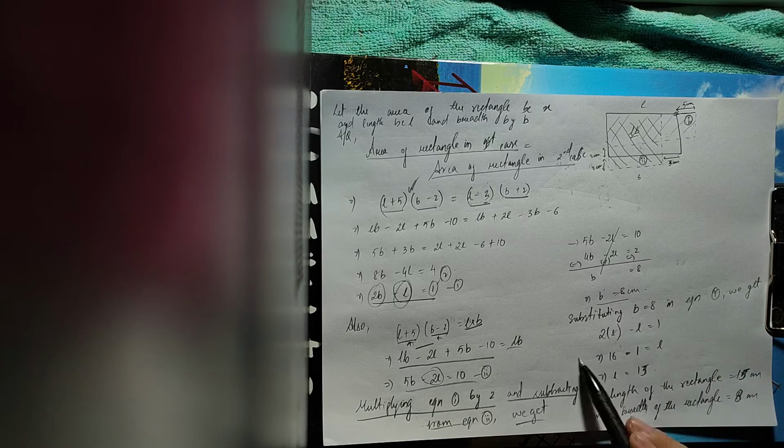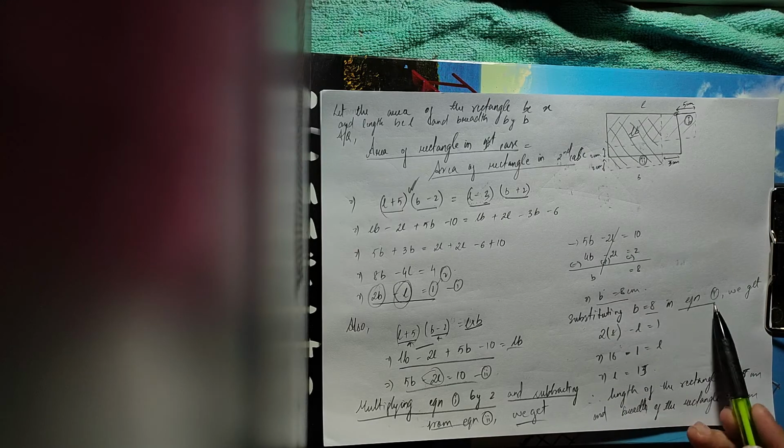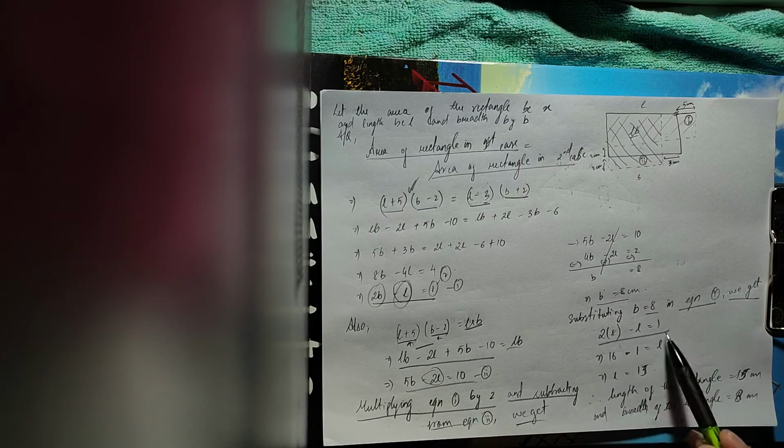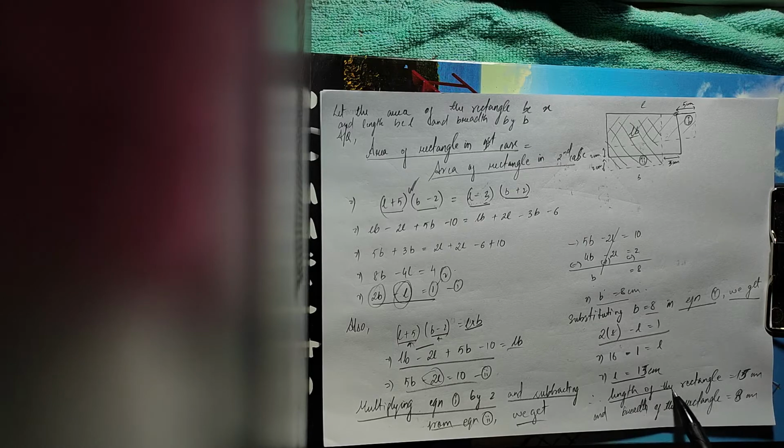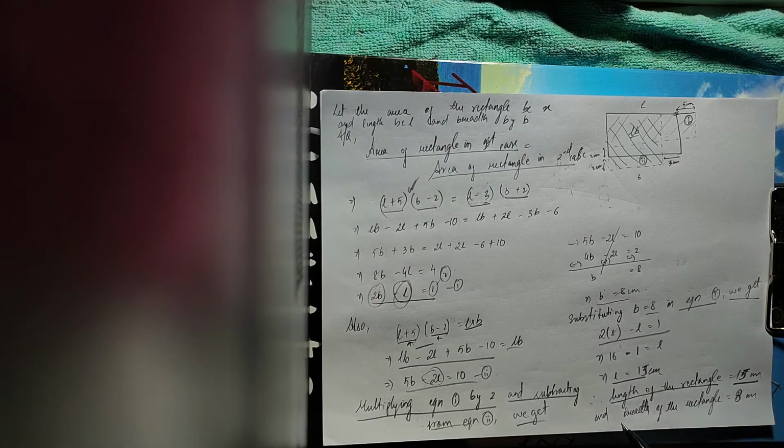Okay, now substituting B is equal to 8 in equation 1, we get this. If you solve it, you will get L is equal to 15 centimeter. Therefore, the length of the rectangle is 15 centimeter, whereas the breadth of the rectangle is 8 centimeter.